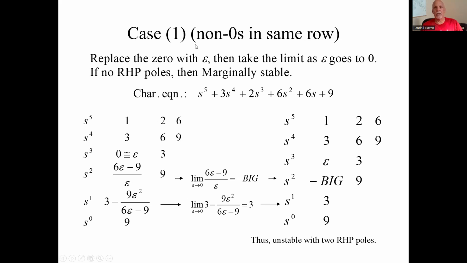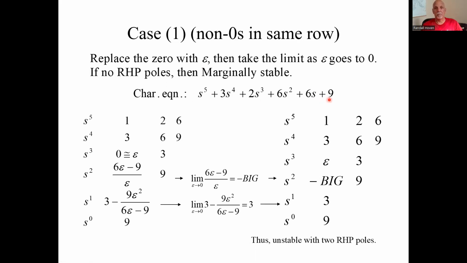I think that's why a lot of textbooks just forget to even talk about it. So here's how to handle case 1. We have some non-zeros in the same row as where the 0 was in the left column. You replace that 0 in the left column with some epsilon. Finish your Routh array using epsilon. Then when you're all done, take the limit as epsilon goes to 0. If doing that you don't get any right half plane poles, then it's marginally stable. Not stable, since it's got a 0 in the left column.